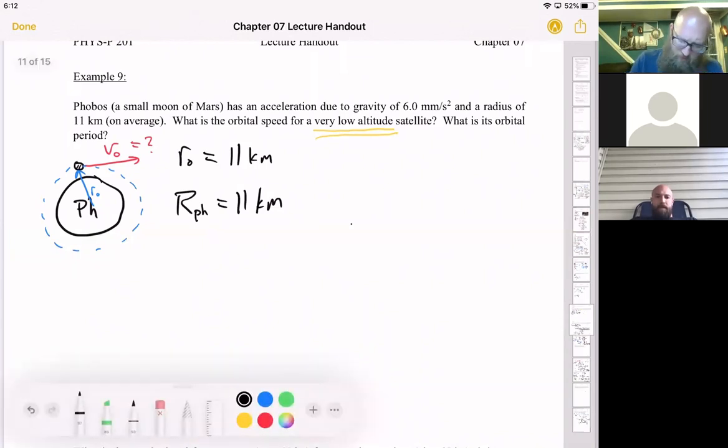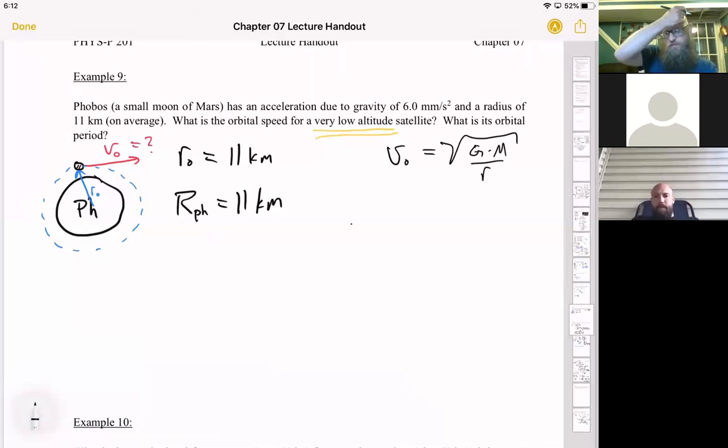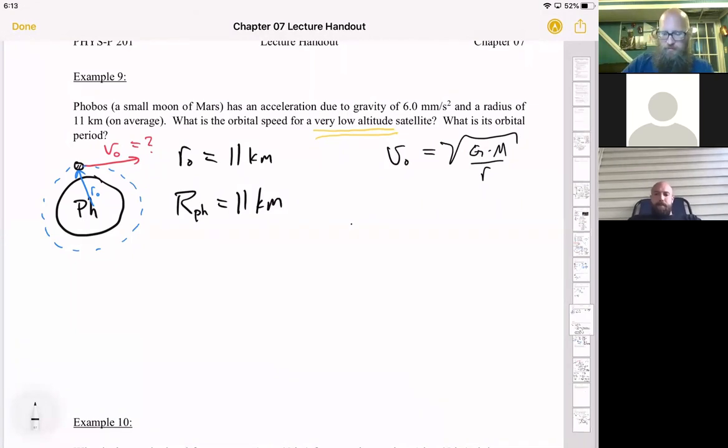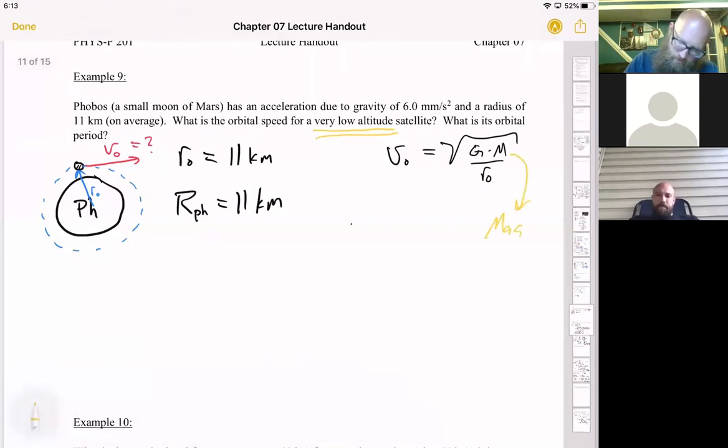Okay, so we can write down what are some equations that we had? Well, we just said the orbital speed is root GM over r. Capital G is just the gravitational constant, right? It's 6.67 times 10 to the minus 11. r here is the orbital radius, which I know, and M is the mass of Phobos. I don't know the mass of Phobos, so I can't use that equation yet, but I know something else, right?